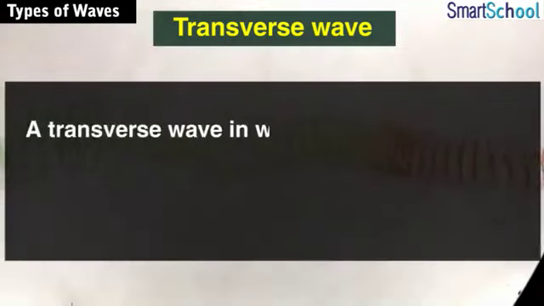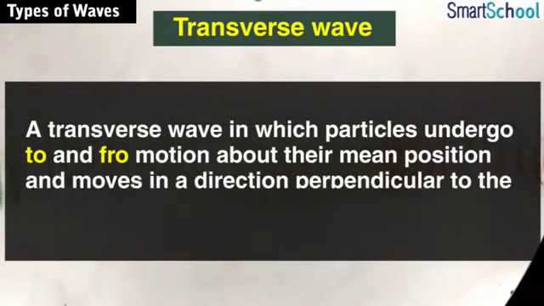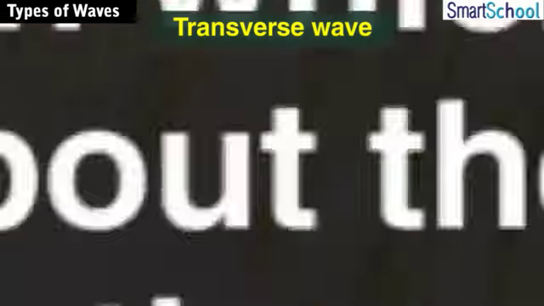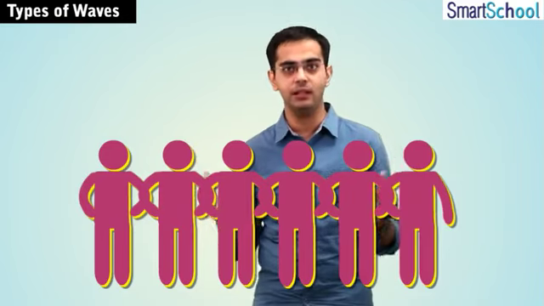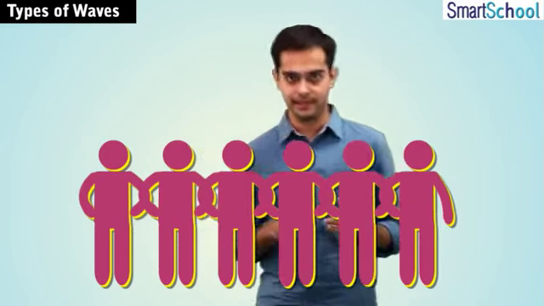A transverse wave is one in which the particles undergo to and fro motion about their mean position and move in a direction which is perpendicular to the direction of wave propagation. Now we'll take the same group of people that we had taken earlier, but this time with a slightly different arrangement. And let's see what happens.